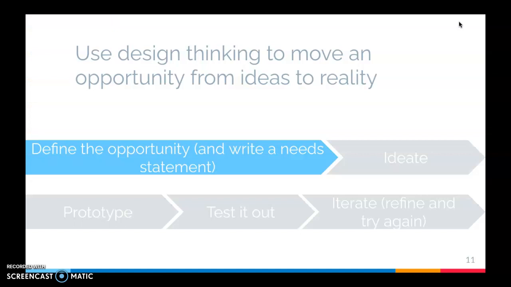So we are going to talk through these steps of the design thinking process, and I will use some examples to illustrate this along the way. So the first step in this process is to define an opportunity, and you can also think of an opportunity as a problem you'd like to solve. So think about where are the pain points in your programming? Where is there something that you're trying to fix or change or make better? That kind of pain point is an opportunity to improve.